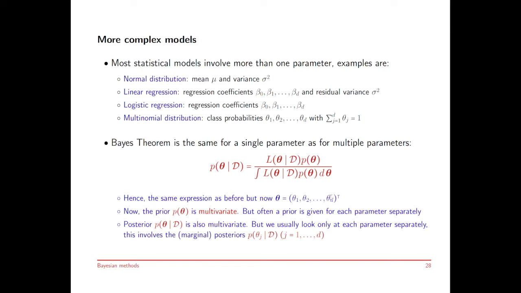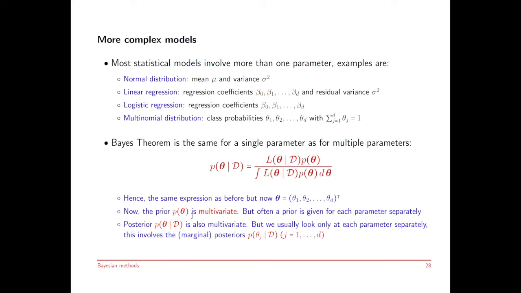Now, Bayes' theorem is exactly the same for a single parameter as for multi-parameters. So you can see it here. Only difference is that theta is now a vector. So we get the same expression as before, but now for a vector. But what's more complicated is that the prior must be specified in a multivariate manner. In practice, we often see that prior is taken as the product of priors on each parameter separately. That makes our life already a bit simpler.